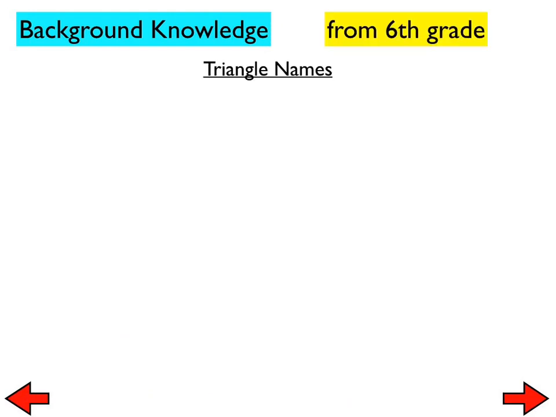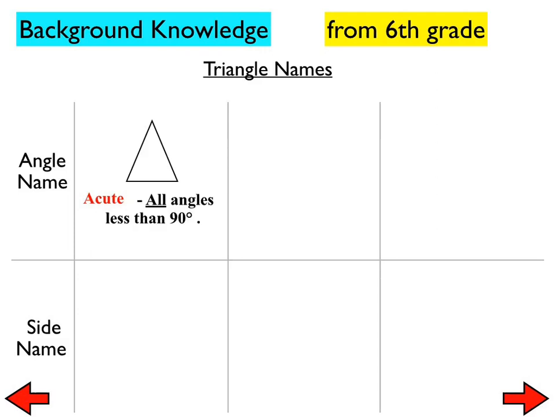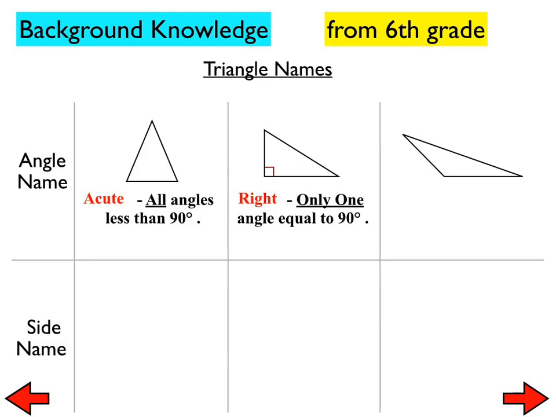From 6th grade, you should have done a little bit of work by naming triangles by their angles. So for example, a triangle like this is acute because all the angles are less than 90 degrees. Does that sound familiar to you? All right, if it has a right angle inside the triangle, that's called a right triangle. And then if we have one obtuse angle in a triangle, that is an obtuse triangle.